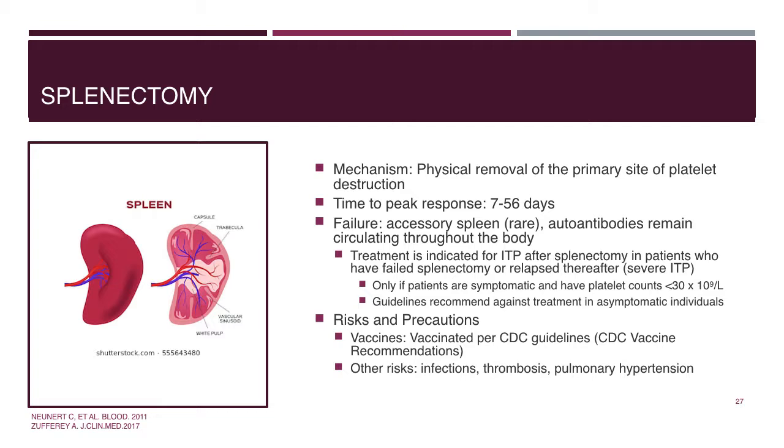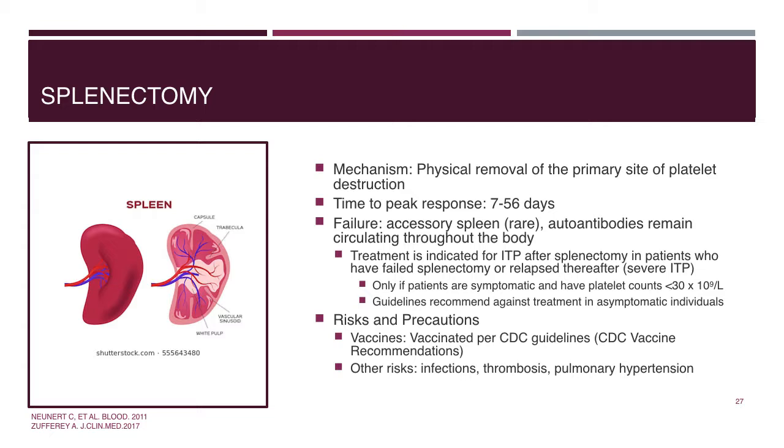Guidelines currently recommend splenectomies for patients who have failed corticosteroid therapy, although patients can still see recurrent disease after a splenectomy, thus through accessory spleen, but also more commonly through autoantibodies remaining through the circulation. Treatment is indicated for ITP after a splenectomy if patients have failed or relapsed, but only if the patient is symptomatic or if they have a platelet count of less than 30.